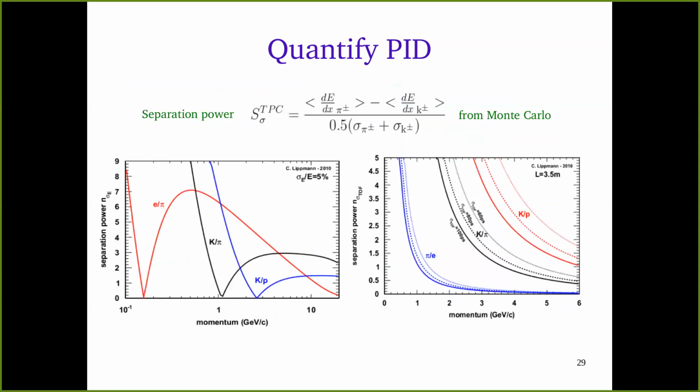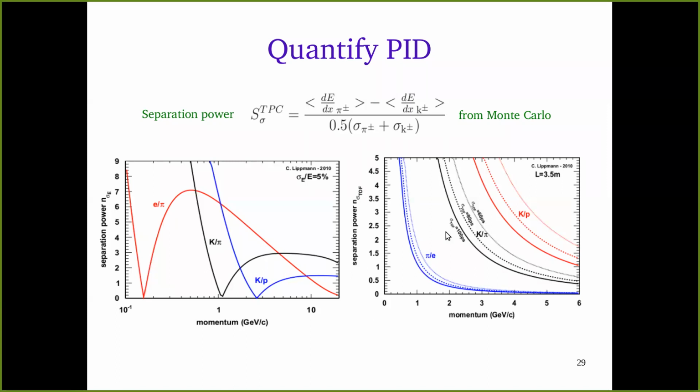Okay. Now the question is, what is the best choice of your n sigma value? How do you judge that? How do you decide that? What n sigma value should I use in order to separate out the different particle species that I want to separate?